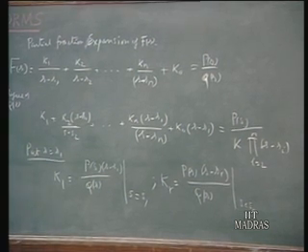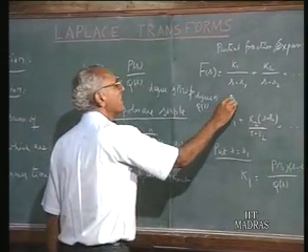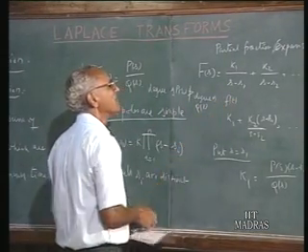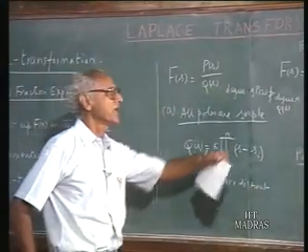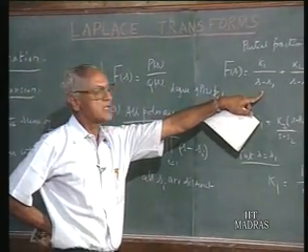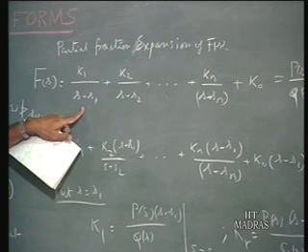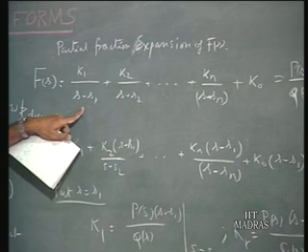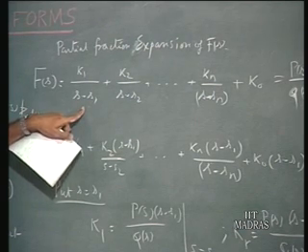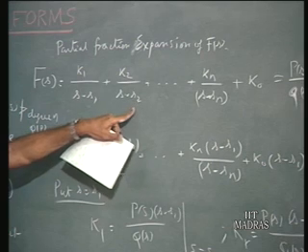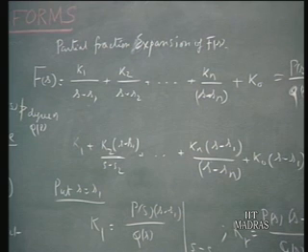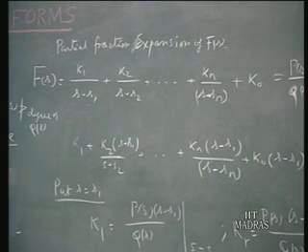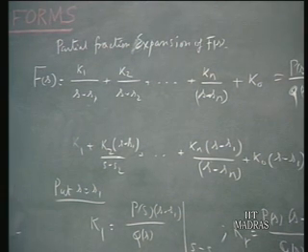So once we have this F(s), the corresponding f(t) is easily obtained by finding the inverse transform of each one of these. You recall that k1 over (s minus s1) corresponds to the time function k1 e to the power of s1t. Similarly, k2 e to the power of s2t, and so on and so forth. One quick example will illustrate this, and then we'll be done with that as far as this lecture is concerned.